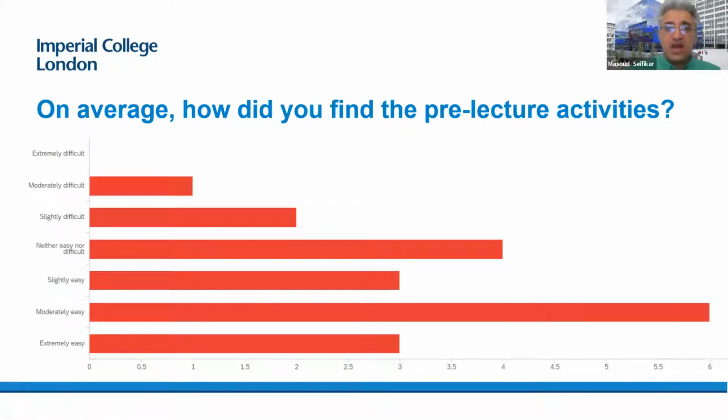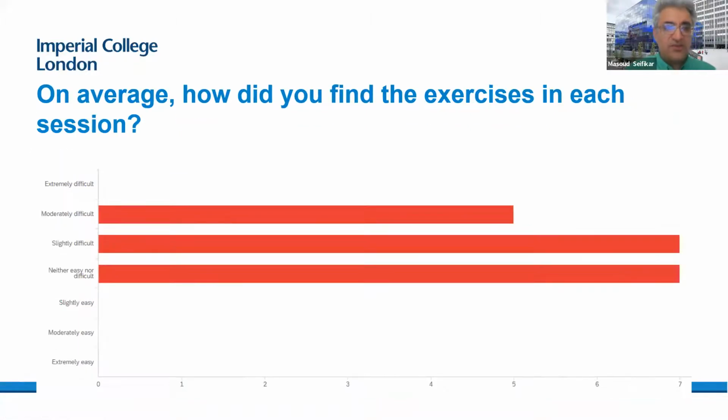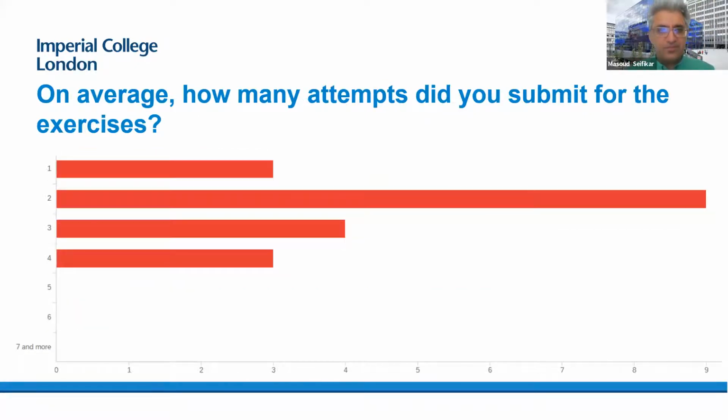And on average, how did you find the pre-lecture activities? Except for one student, most of them said that it was easy, from slightly easy to moderately easy, and a few people said neither easy nor difficult. And how did you find the exercises in each session? You see, this one people found more difficult, but no one said it was extremely difficult.